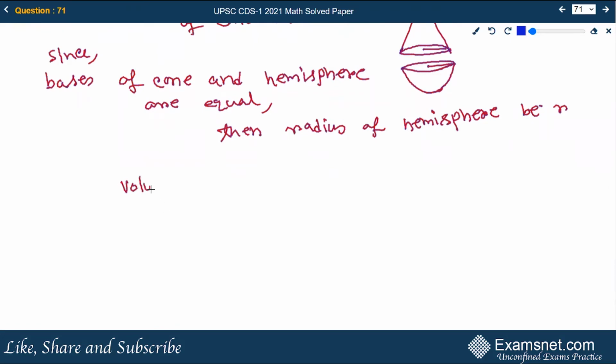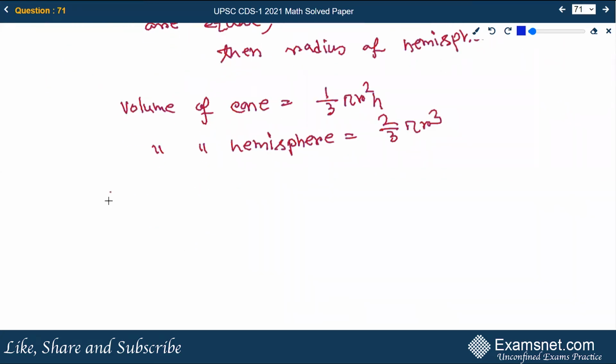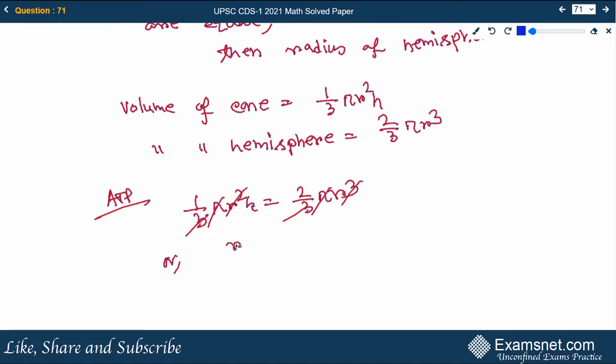And we also know the volume of the cone is 1/3 pi R square H, and the volume of the hemisphere is 2/3 pi R cube. Since volumes are equal, according to the problem we can write 1/3 pi R square H equals 2/3 pi R cube. Both 3 will get cancelled, pi will get cancelled. Here R, okay, first of all, H by R is 2 by 1.